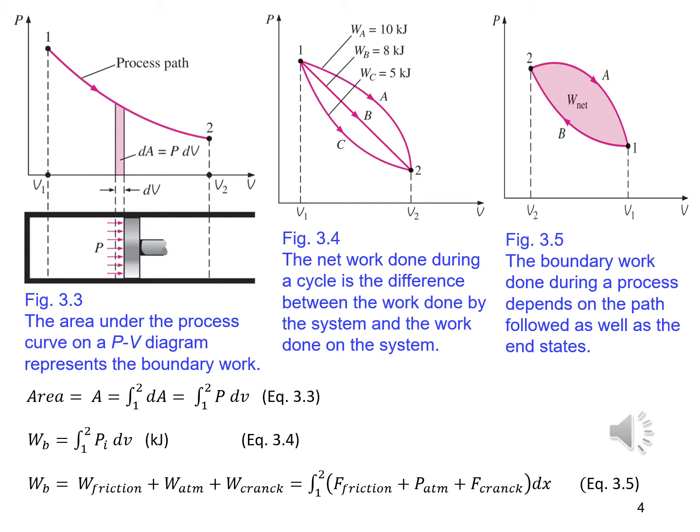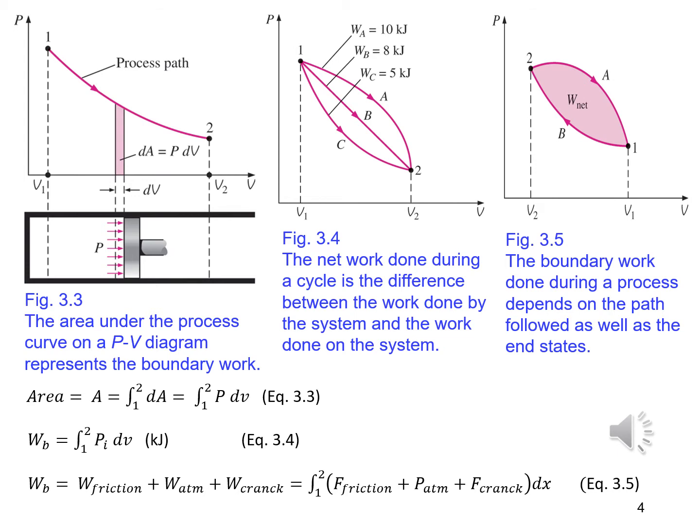On this diagram, the differential area dA is equal to P dV, which is the differential work. The total area A under the process curve 1 to 2 is obtained by adding these differential areas. Area A = ∫ dA = ∫ P dV from 1 to 2. A comparison of this equation with equation 3.2 reveals that the area under the process curve on a PV diagram is equal, in magnitude, to the work done during a quasi-equilibrium expansion or compression process of a closed system. On the PV diagram, it represents the boundary work done per unit mass.